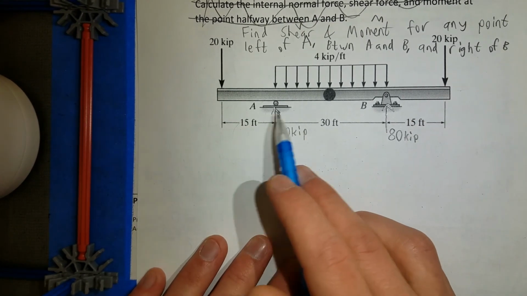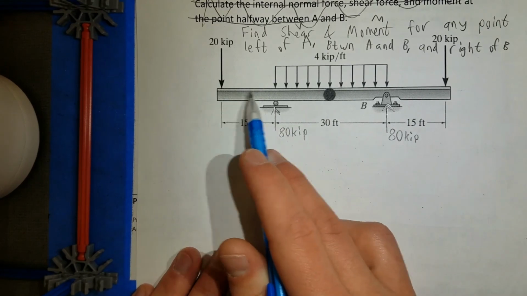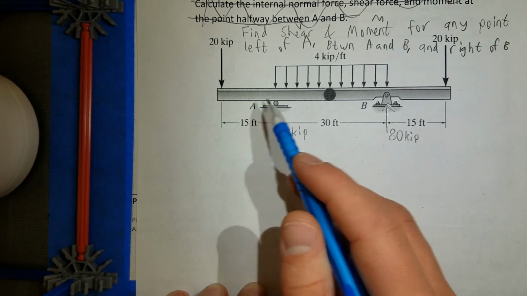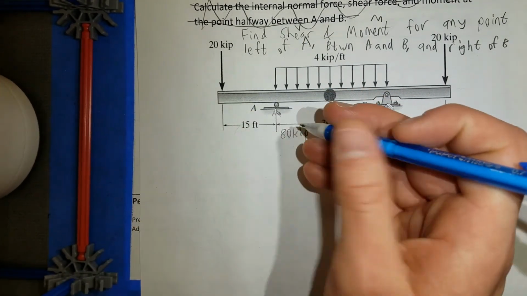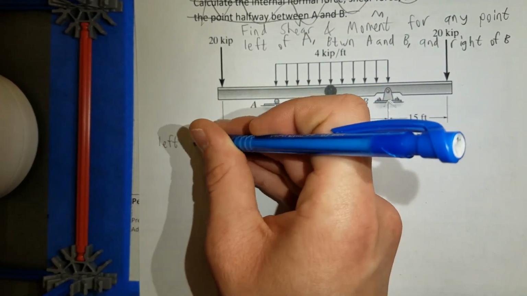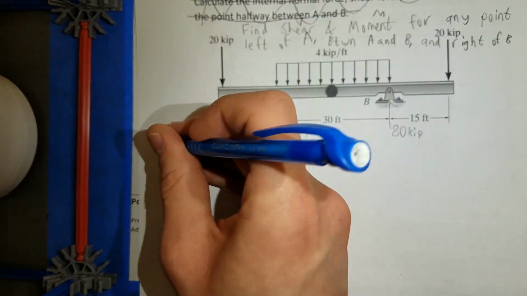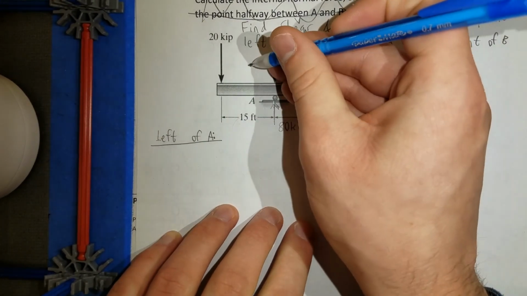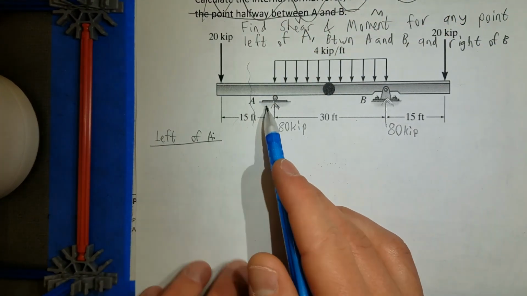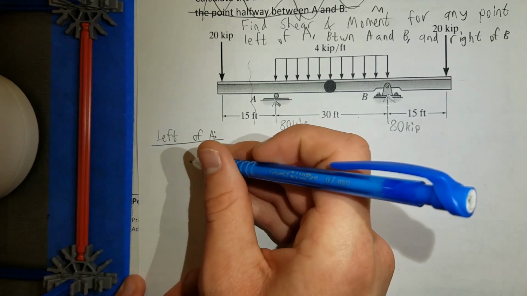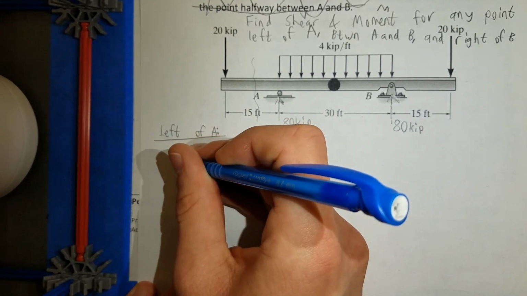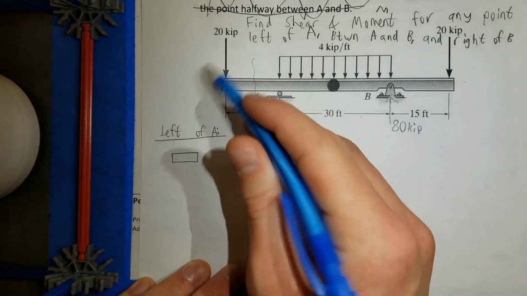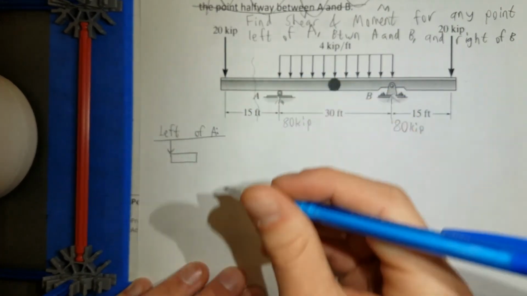So, using these, we're going to want to find the formulas here. To find the formulas, we're just going to take cuts off of these like we would normally. So I'm going to start with left of A. When we start with the left of A, let's say we have an imaginary cut kind of through there. Let's see. We'll go ahead and draw this in. So here, we're going to have 20 kips acting on the edge there.